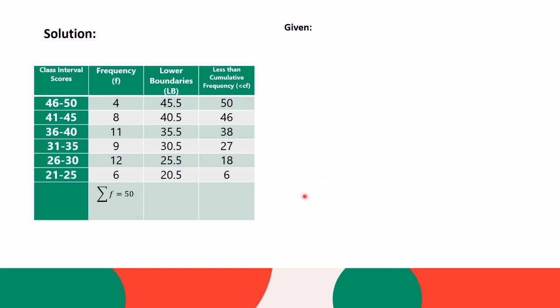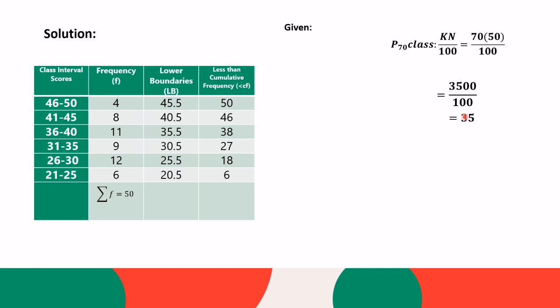So for our P sub 70, we will use the formula we have shown earlier, k times n over 100. For k, we will substitute 70 because we are looking for P sub 70, and for n, we will substitute 50 since our n is equal to 50, and this is over 100 because we are looking for the percentile. So 70 times 50 is equal to 3,500. Divided by 100, we have 35. Very good.